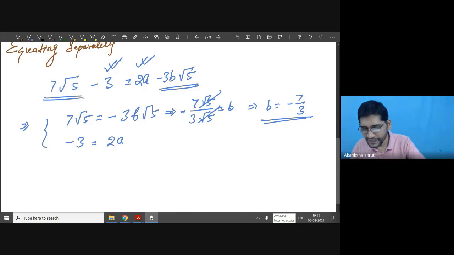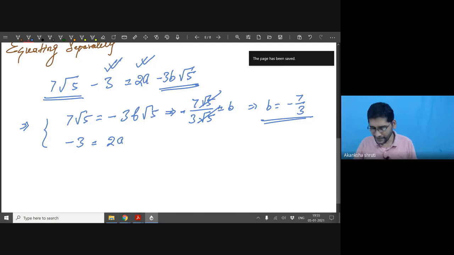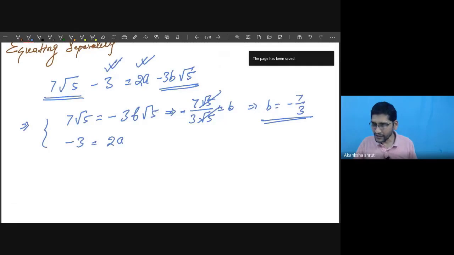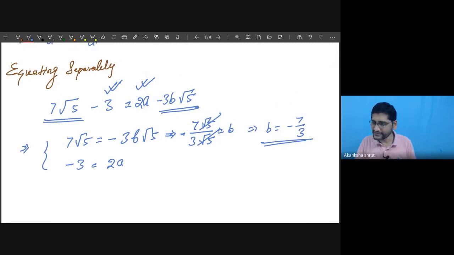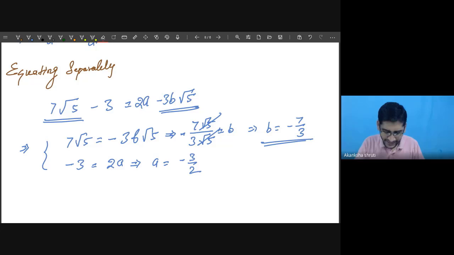A student, based on this, MCQs are framed very frequently. Just two numbers will be given. What is the value of a and b? So it is nothing but equating rational and irrational. Here from this we are able to get a is equal to minus 3 by 2. Get it? So wherever a single equation with one rational part and another irrational part is there, from the single equation we are able to get two equations. That's why two variables a and b can be determined.